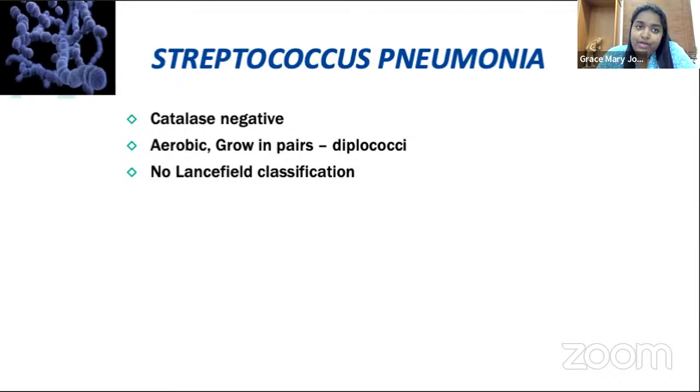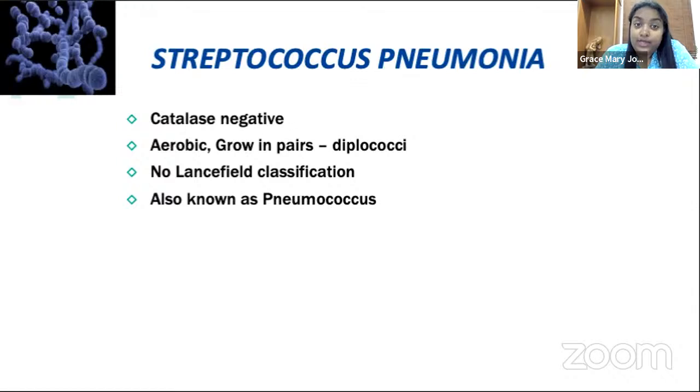And the thing is that the alpha group does not have Lancefield classification. That means that the antigen of that C carbohydrate is not there. Therefore, it doesn't come under the Lancefield classification. It is also known as pneumococcus. This is something that should not confuse you. Streptococcus pneumoniae is pneumococcus. Okay.